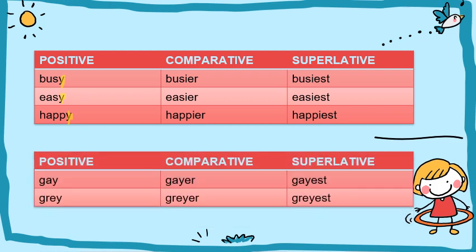Gay, gayer, gayest, grey, greyer, greyest. So in this also the word is ending with Y, right? But in this we are adding ER in comparative and in superlative we are adding EST. So now how will we form a rule? See, in the first three examples, before Y, there is a consonant, right? And in the last two examples, before Y, there is a vowel. So here is a rule.